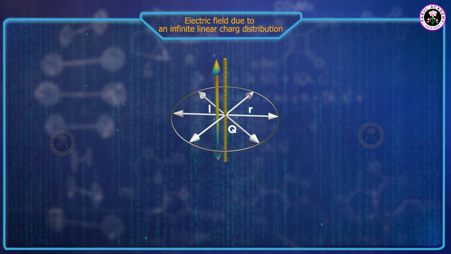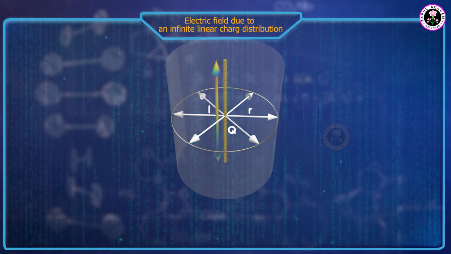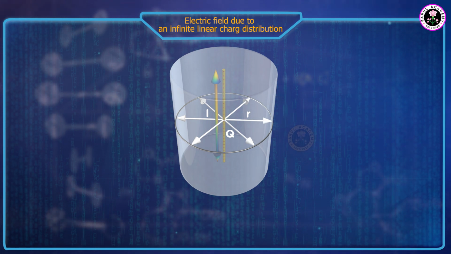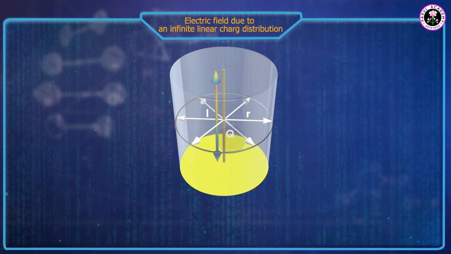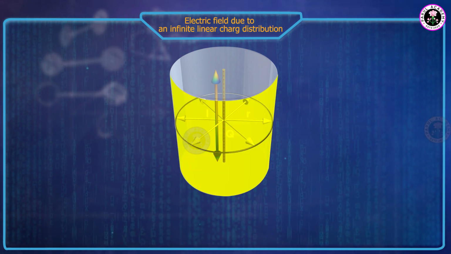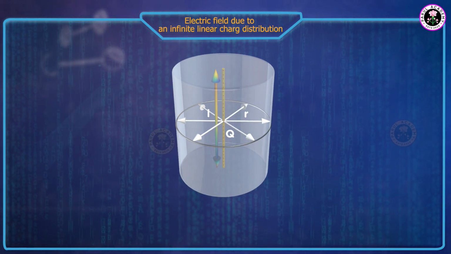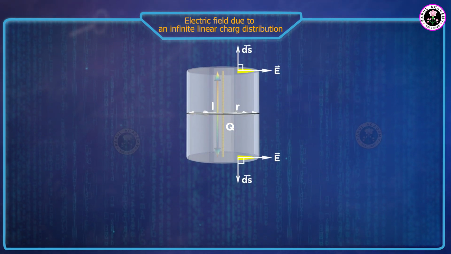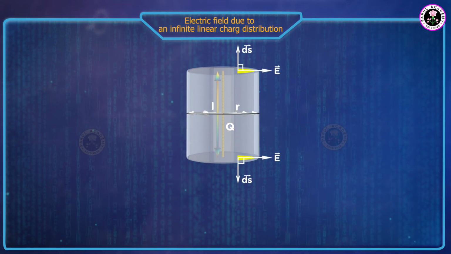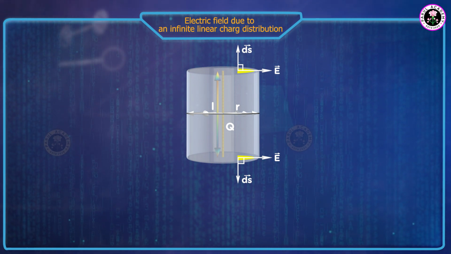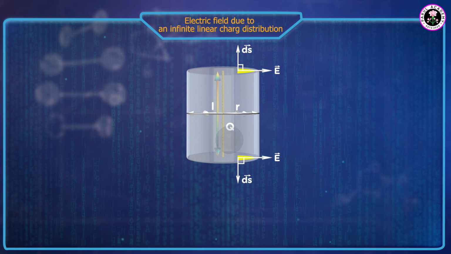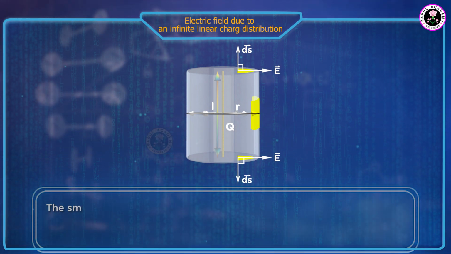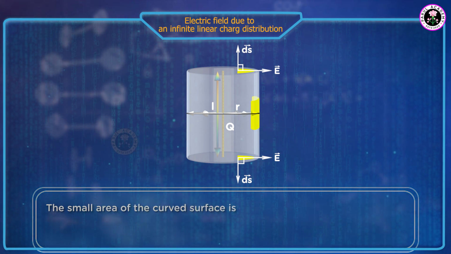Now we will enclose the wire with a Gaussian surface that is cylindrical in shape. So there will be three faces: one is the upper and lower surface, and the other is the curved surface. As the electric field and area vectors are perpendicular on the flat surfaces, the flux through those surfaces will be zero. This means the only flux will be due to the curved surface. Say the small area of the curved surface is ds.